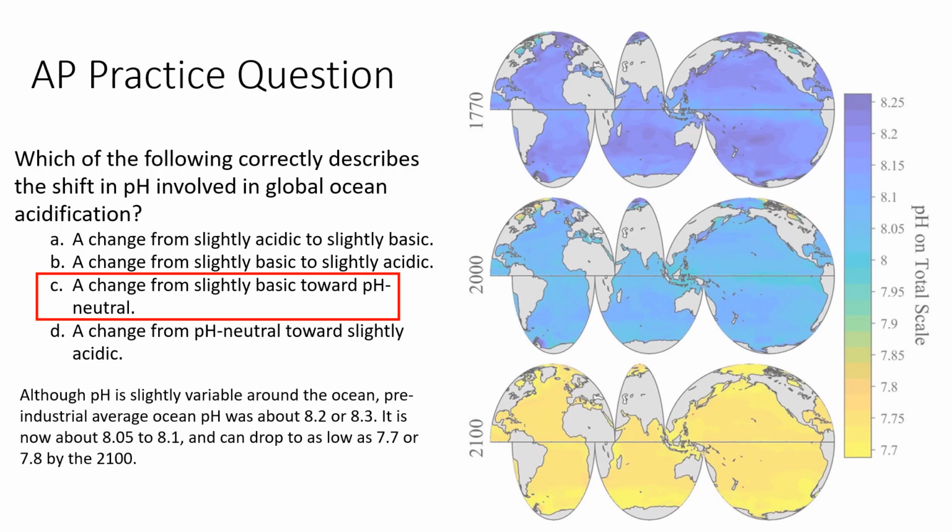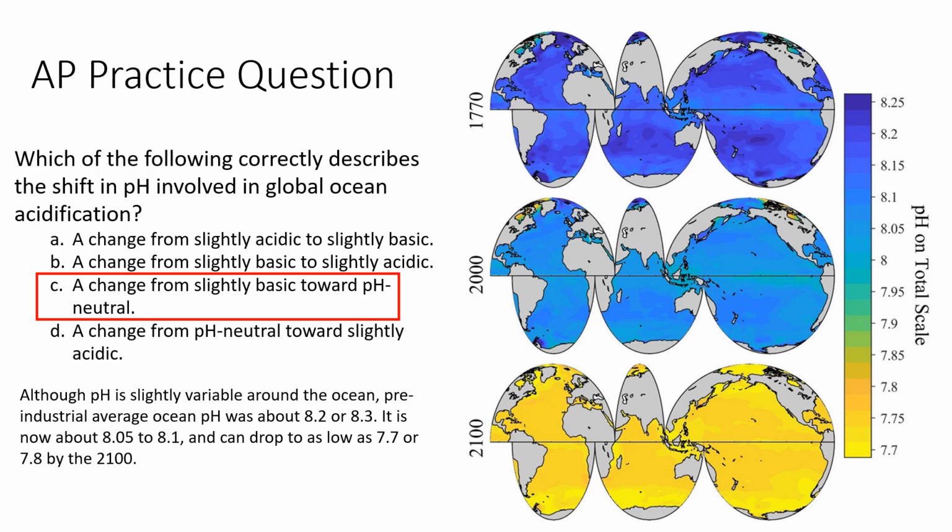And when we get to the answer, it is C, a change from slightly basic toward a pH of neutral. That's what's happening. Before the Industrial Revolution, we were way up here at around 8.3 for the average pH of the ocean. We are now around 8.1. We are getting closer to neutral, which is way down here, even further down in this diagram.